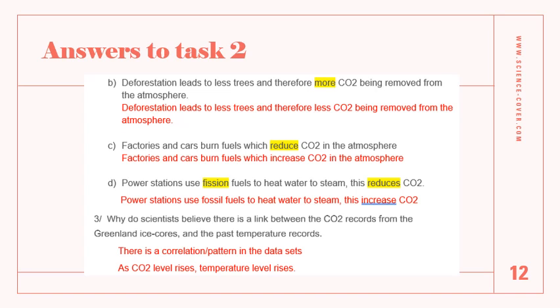Part C was reduce was the incorrect word. Factories and cars burn fuels which increase the CO2 level in the atmosphere. For part D, there were 2 incorrect words. Fission fuels should have read fossil fuels, and it increases CO2 rather than decreases CO2. Why do scientists believe there's a link between CO2 records from the ice cores and past temperature record sets? There's a correlation or pattern in the data sets. As the CO2 level rises, the temperature appears to rise.